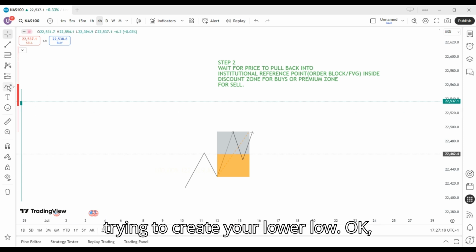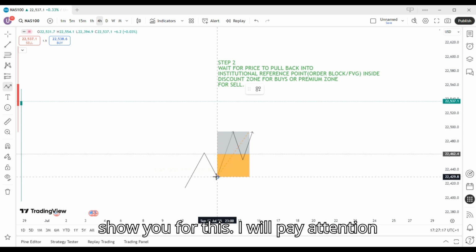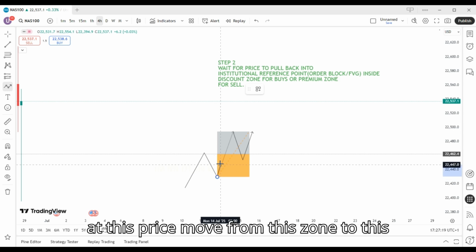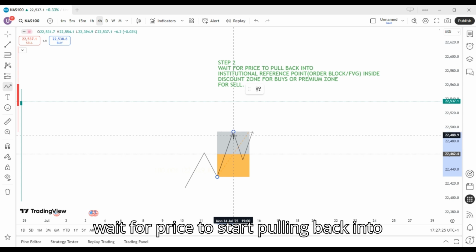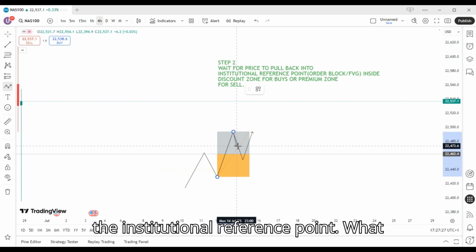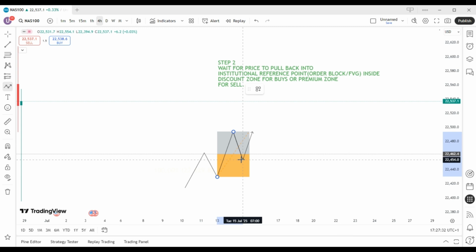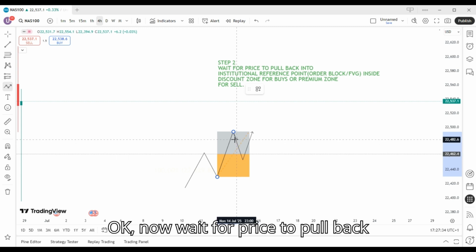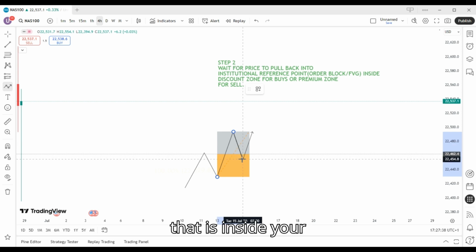That is when price is trying to create a lower low. As this price moves from this zone, let me show you with this arrow. Pay attention. As this price moves from this zone to this zone, all right. So wait for price to start pulling back into the institutional reference point. What do I mean by institutional reference? I mean order block, fair value gap. Now, wait for price to pull back into the institutional reference point that is inside your discount zone.